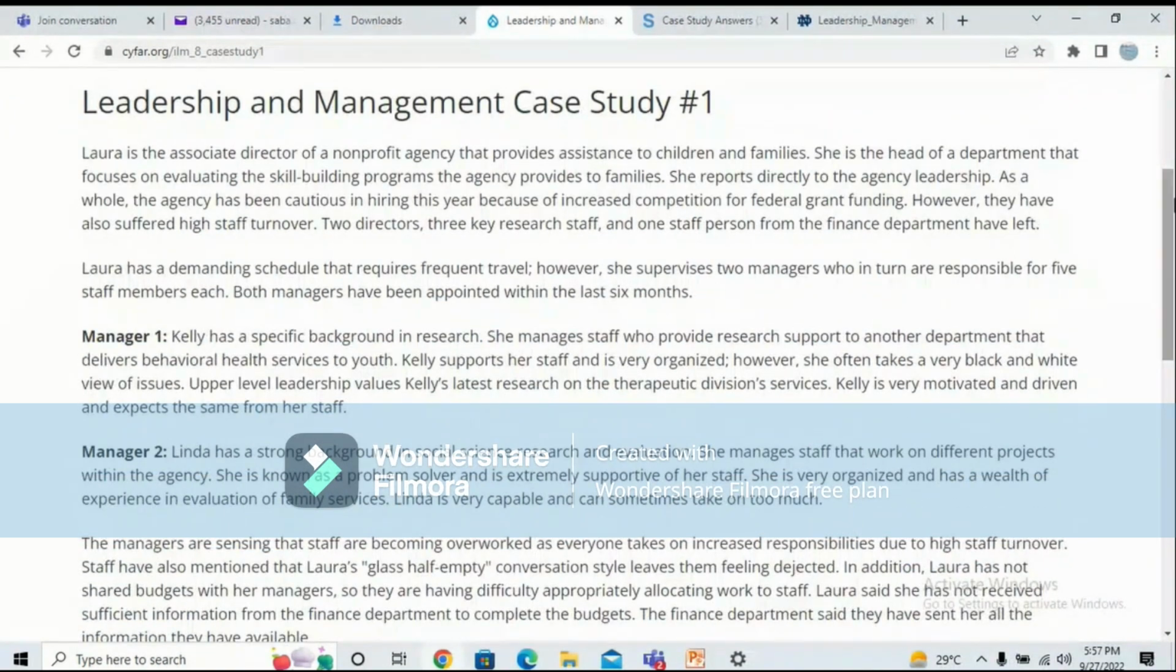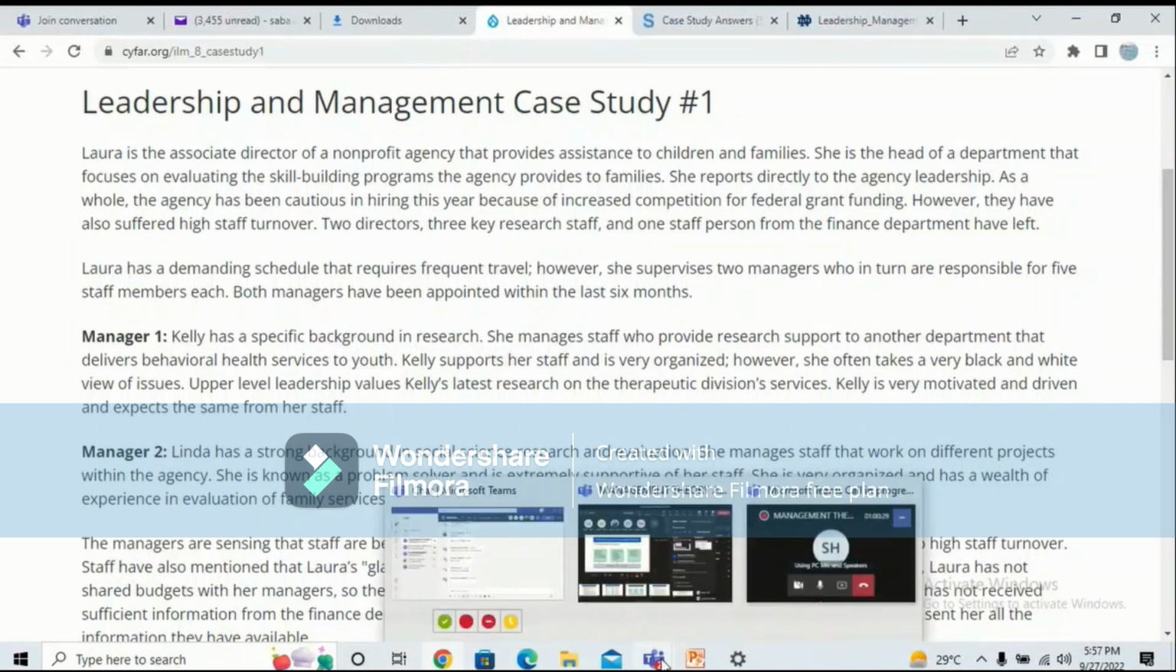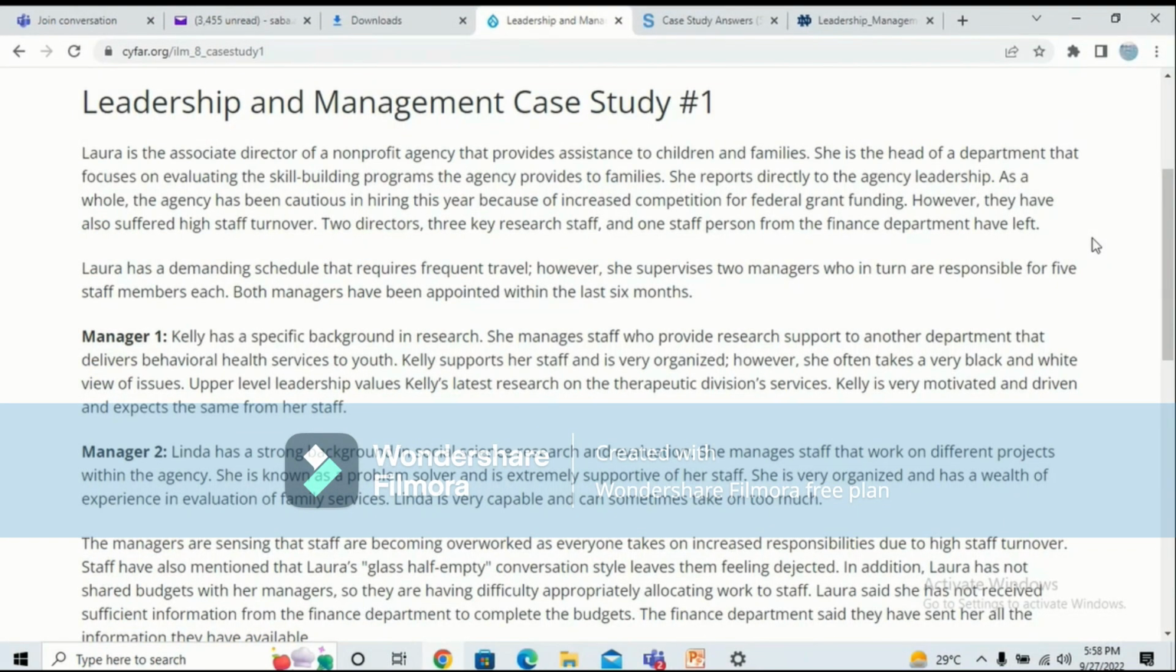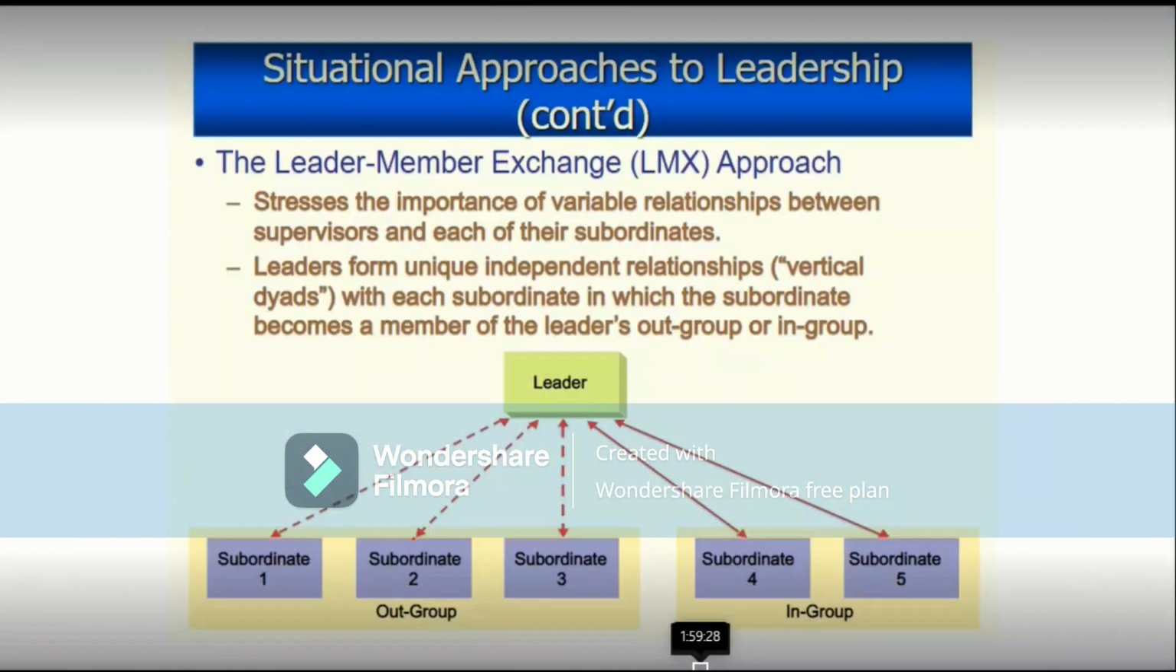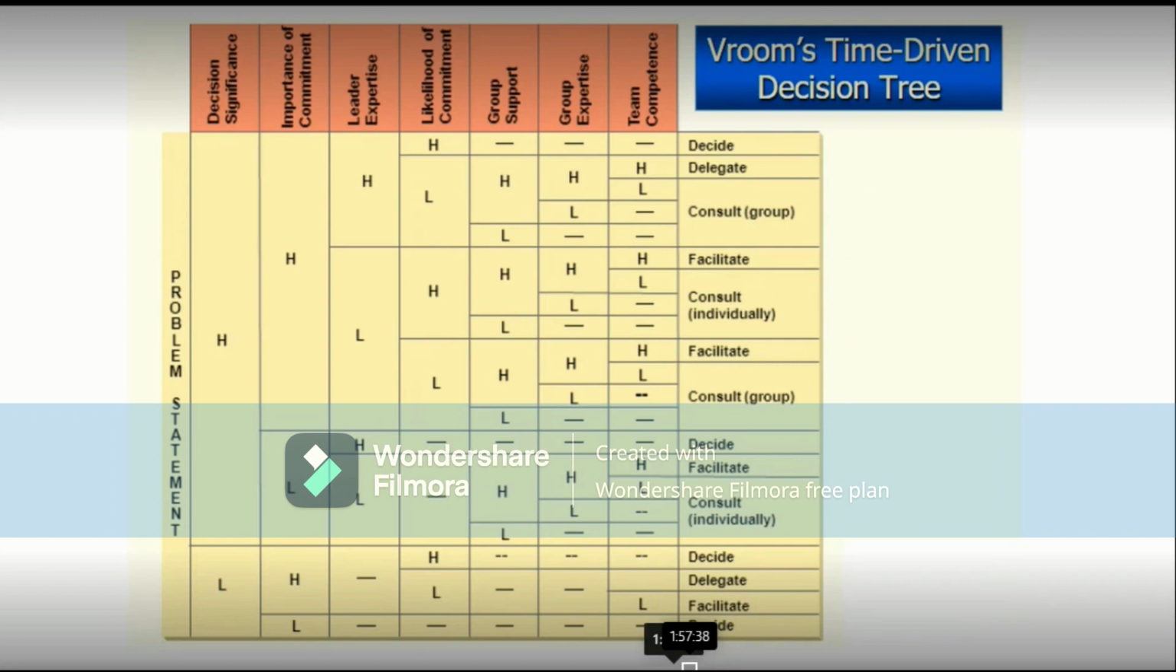The leadership and management case study. Have a look. Students, can you view it? Students, here is the case study. Read it. My question was, which leadership style applies? Basically, the model suggests that the group support is low.